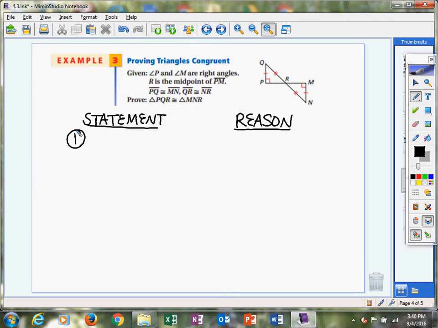The first thing I would write down, the only thing that's given about angles is the first statement, angle P and angle M are right angles. And you can put that down as given. Now we want to show that angle P is congruent to angle M.